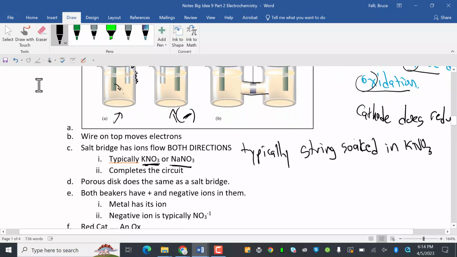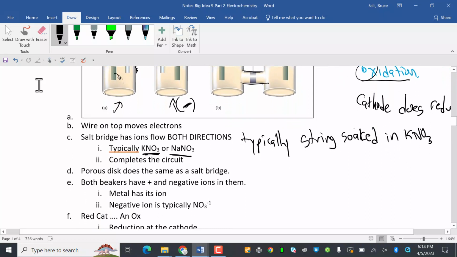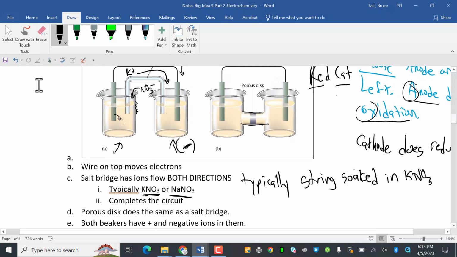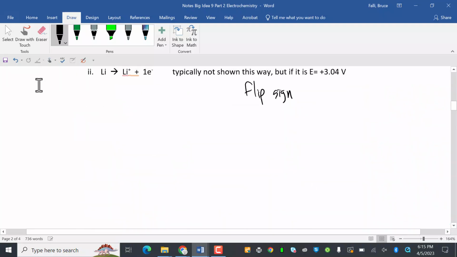Both beakers have positive and negative ions in them. So a metal has its ion, and typically it's nitrate. So let's do copper nitrate, okay? And we'll do zinc nitrate, okay? Oh, I should look to make sure I have ones that'll work better. So let me check and make sure.